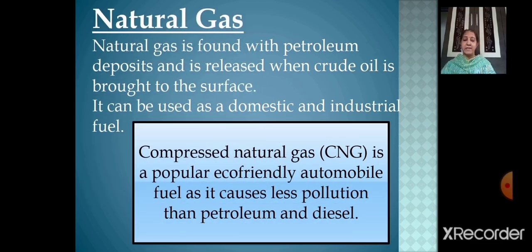Now, the next is natural gas. Natural gas is formed with petroleum deposits and is released when crude oil is brought to the surface. It can also be used as a domestic and industrial fuel. Children, here I can give you the good example of CNG, that is the compressed natural gas. It is a popular eco-friendly automobile fuel as it causes less pollution than petroleum and diesel. You have heard many auto rickshaws prefer to have the CNG rather than the petrol and diesel, right?